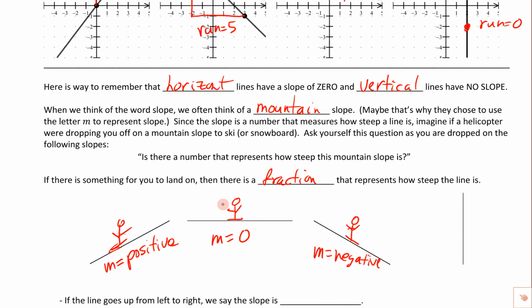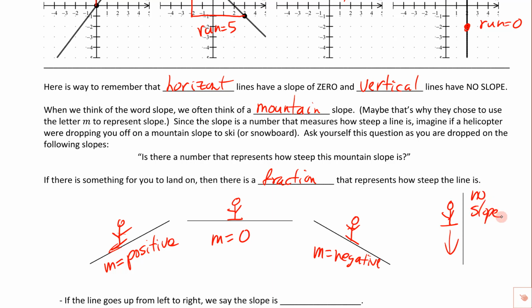And then this would be, there's something for us to land on here, and it happens to go down from left to right, so we call that a negative slope. Now, imagine if we were hovering over here. If we were hovering over here and the helicopter dropped us off, think about what's going to happen. We are just going to continue going down. There is no slope for us to land on. There's no number that represents how steep that line is.